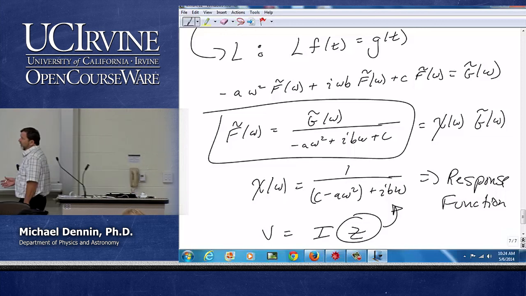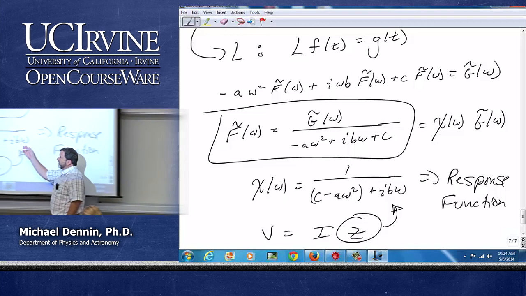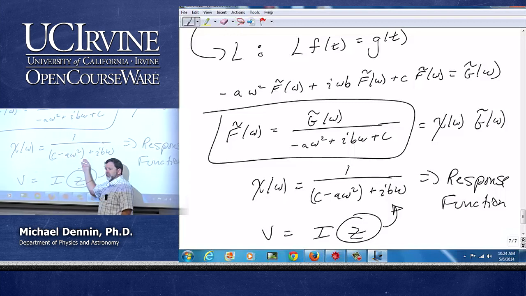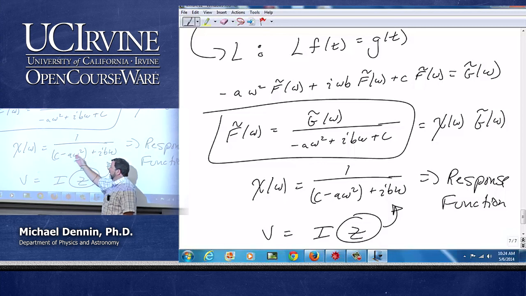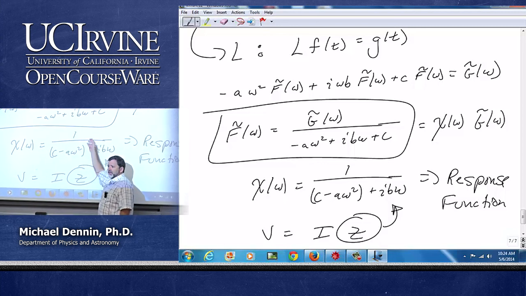One other comment, now you can see why we did our manipulation with complex numbers, because what are you going to do to this? You're going to turn it into a phase and an amplitude. You would really like to write this instead of this as r e to the i phi. And I leave that as an exercise to you to go practice your complex number manipulation to turn it from this form to r e to the i phi.